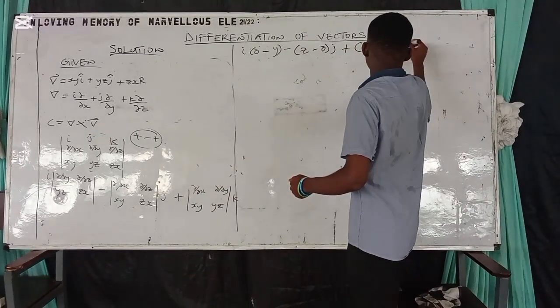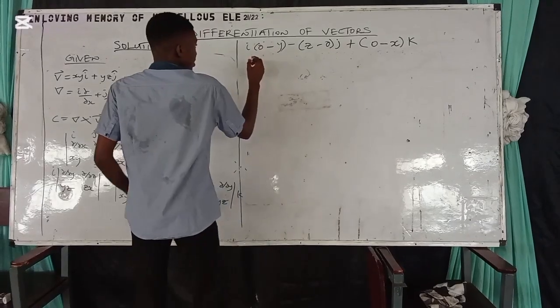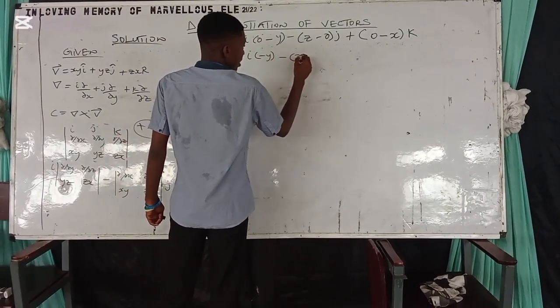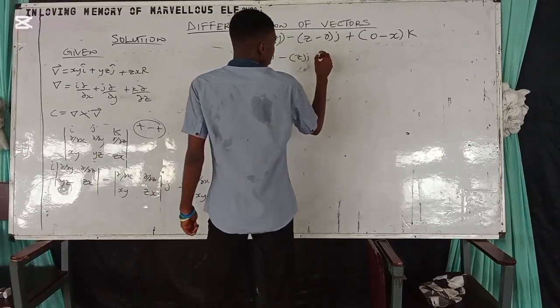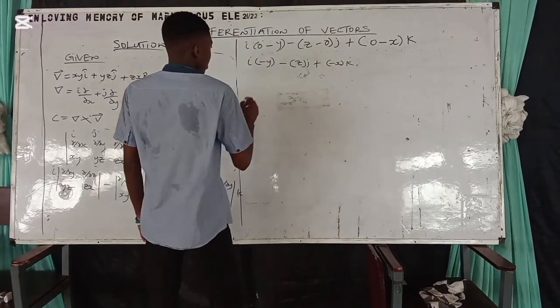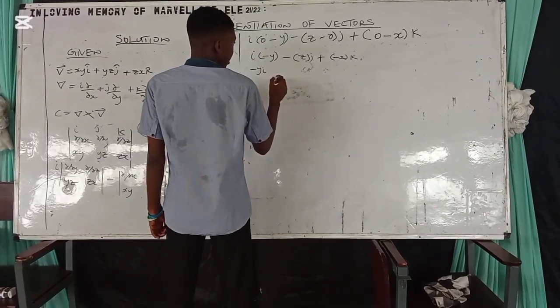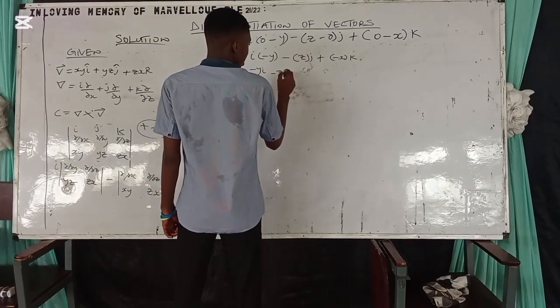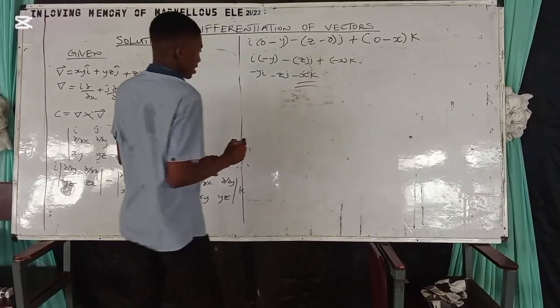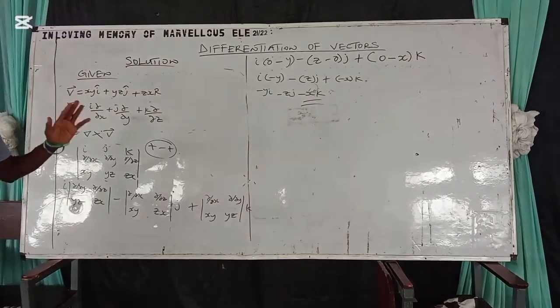x. k. So this is i bracket minus y, minus z bracket j, plus minus x bracket k. So we have minus yi, minus zj, minus xk. The final answer. This is the curl of the vector.